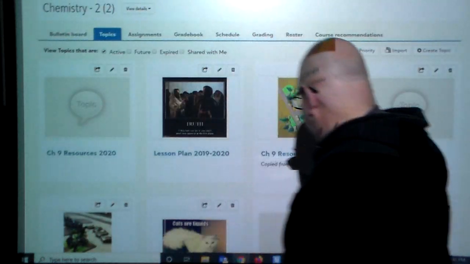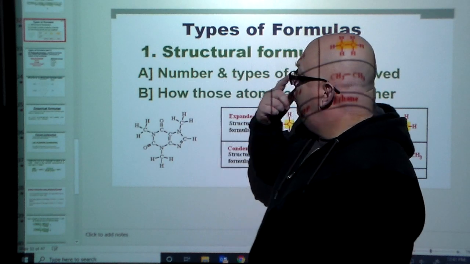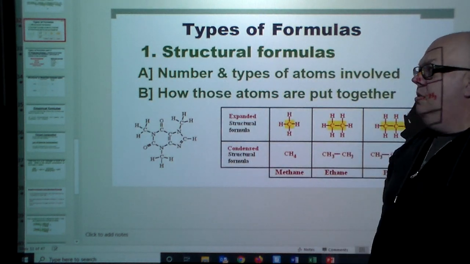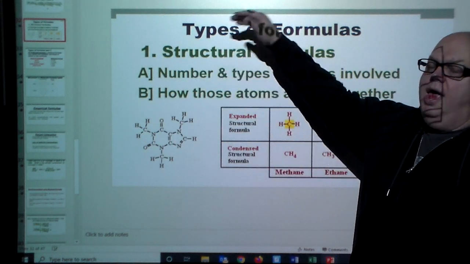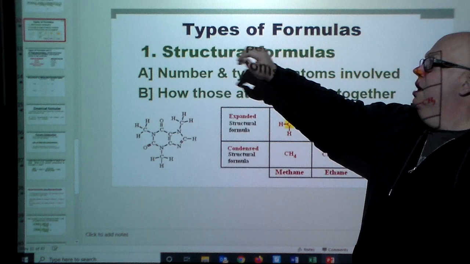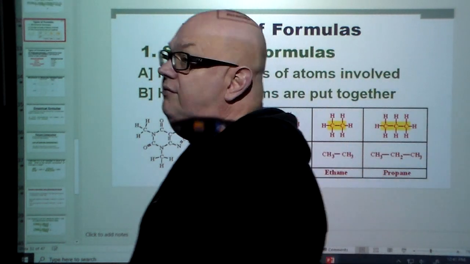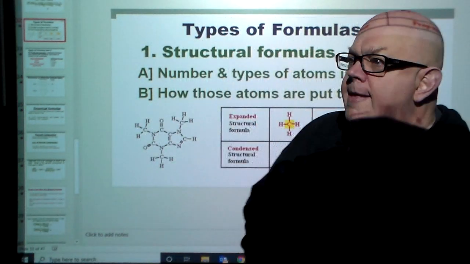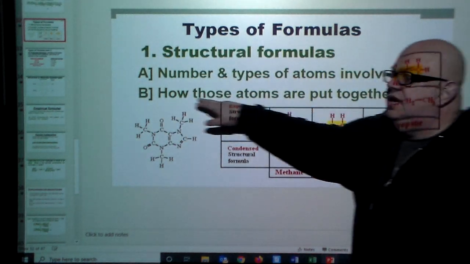Okay, let's get back to the main point here. So in chemistry, we deal with different kinds of formulas. Okay, now the first kind, we have structural and molecular formulas. Structural formulas tell us the number and types of atoms that are involved. How many oxygen atoms, how many carbon atoms, and so forth. But the difference is, it's how those atoms are put together.